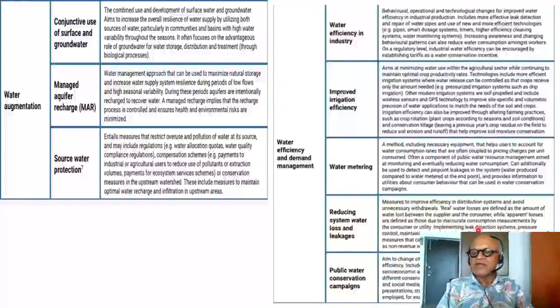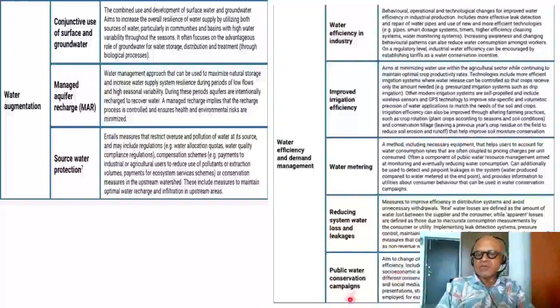Real water losses are defined as the amount of water lost between supplier and consumer, while apparent losses are defined as those due to inaccurate consumption measurements by the consumer or utility. Water leakage tends to be a massive loss in the water circular economies, for example, especially in the urban systems, as well as illegal tapping and stealing from the supply pipes from the source to the system.